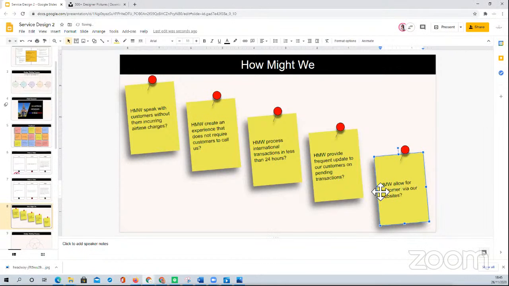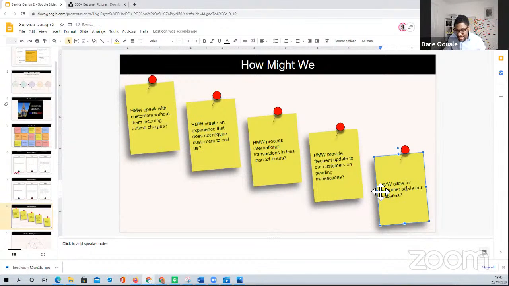How might we allow for customer service interaction via our website? So whether you're interacting to create accounts or interacting to resolve something, how might we allow that interaction to happen on our website? You know, some of these banks have chats on their website, but it's not working. And the problem is that if they make that experience very seamless, they won't have that large a queue in the bank as they have it.